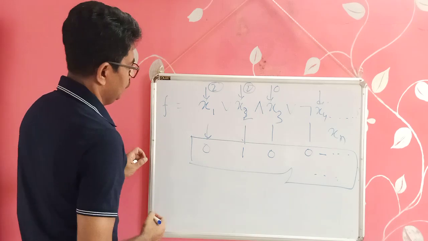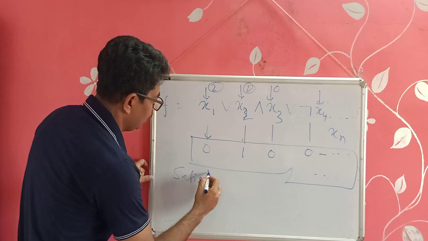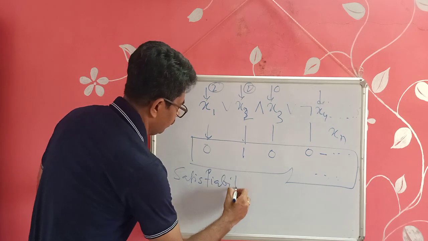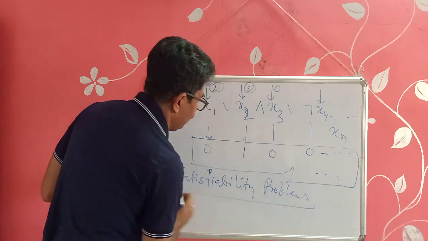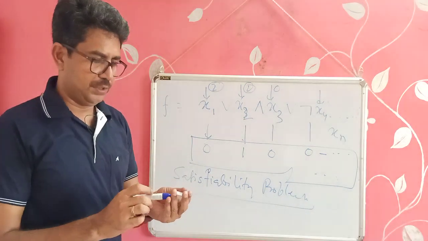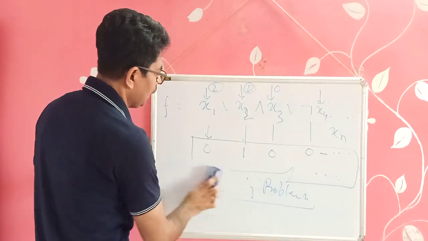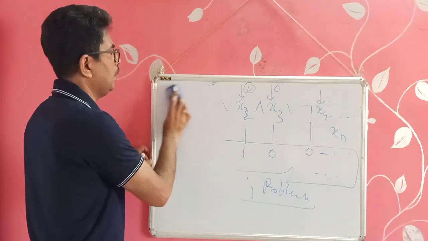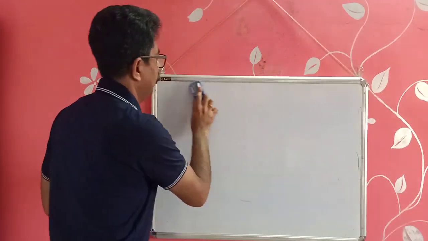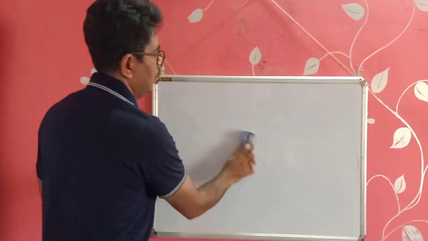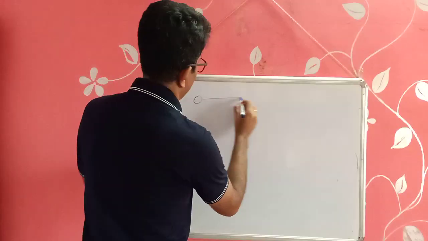So this problem is known as the satisfiability problem. Actually, this is known as the formula satisfiability problem. Later I will come to some other kind of satisfiability problem. Similarly, let there be a graph like this.